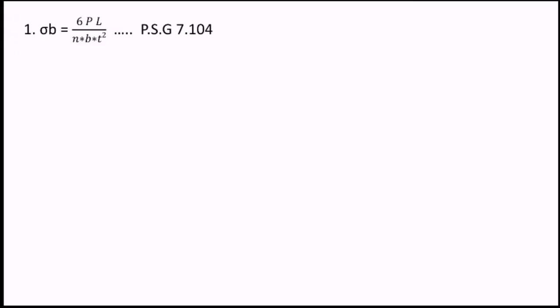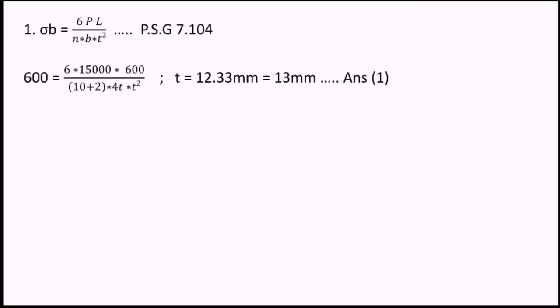Now substituting all the values which are known to us in this equation, I will get the answer for T as 12.33 mm, which I will approximate it to as 13 mm. Now as T value is known, I can find out B, which is equal to 4T, which I will get as 52 mm. This becomes the dimension of cross section of the spring.